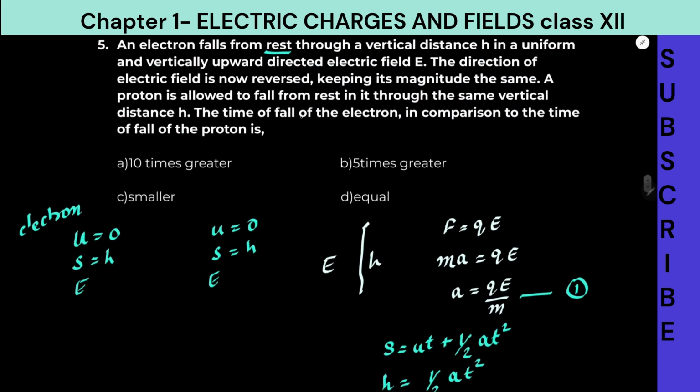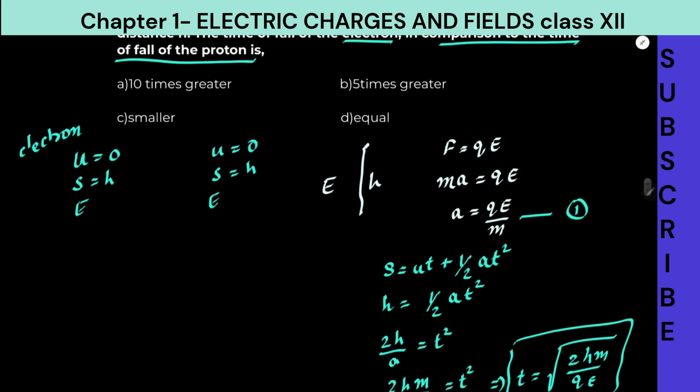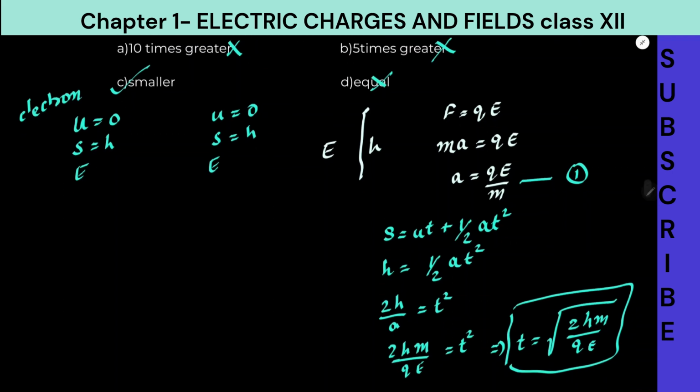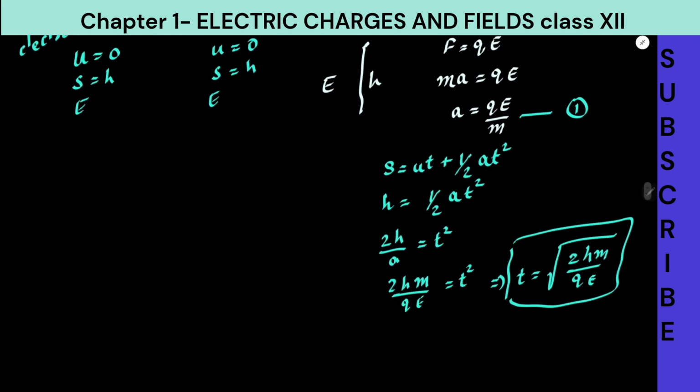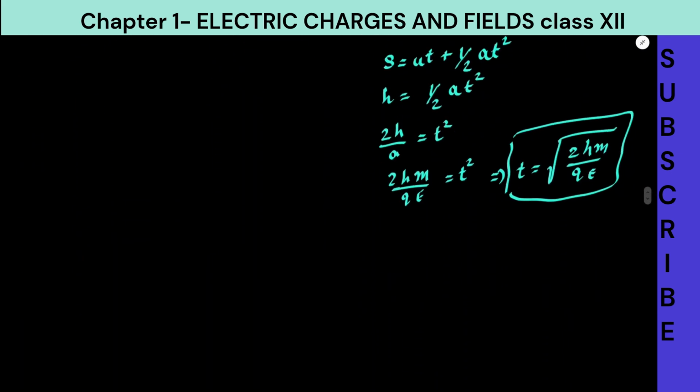So the question is asking the time of fall of the electron in comparison to the time of fall for the proton. Looking at this expression without putting the values, we can say since the mass of the electron is smaller, the time will be smaller. So the correct answer should be C. Why? Because it can't be greater, let it be 5 times, 10 times, 1000 times, it can't be, and it is neither equal. Why? Because of the mass present in the final expression. I hope you are clear with the fifth one.